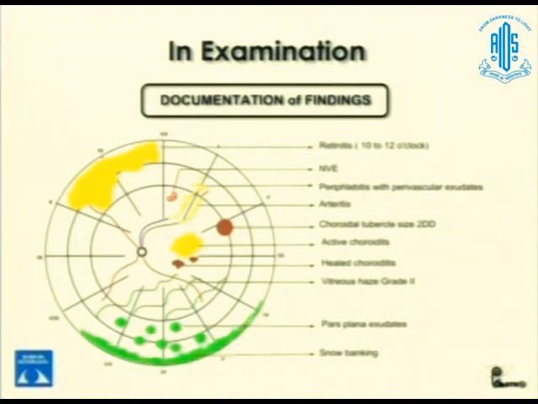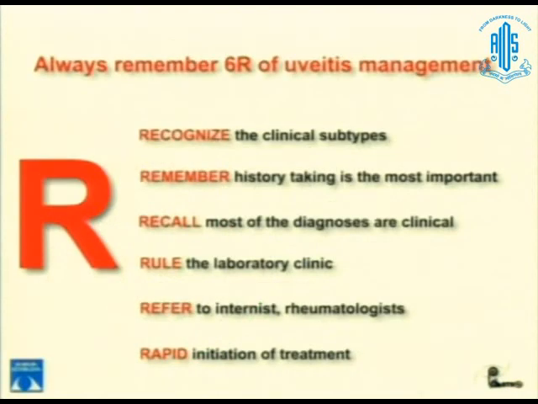In practice, just remember these 6 mantras of uveitis management. Recognize the clinical subtypes. Remember that history taking is the most important step in uveitis management. Recall that most of the diagnoses are clinical. Rule the laboratory; don't be a slave to it. Refer to the internist or rheumatologist if you are in doubt, refer to seniors, and start rapid treatment, which can save the patient's eye.